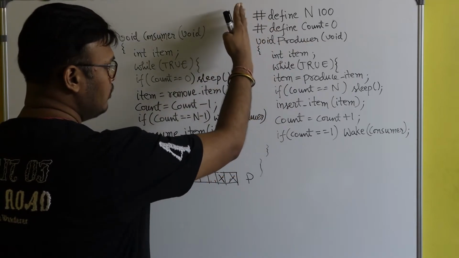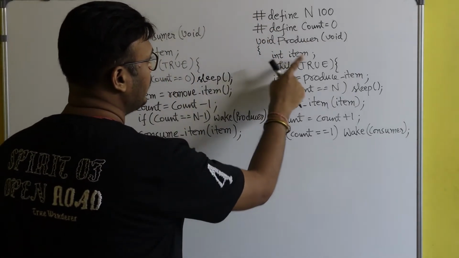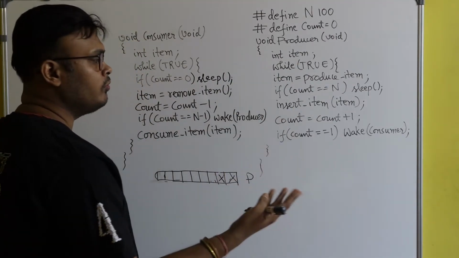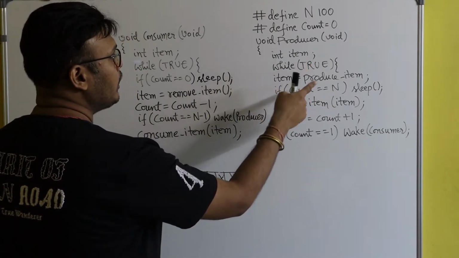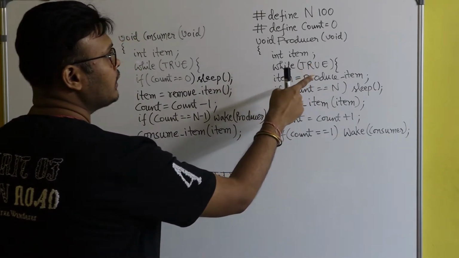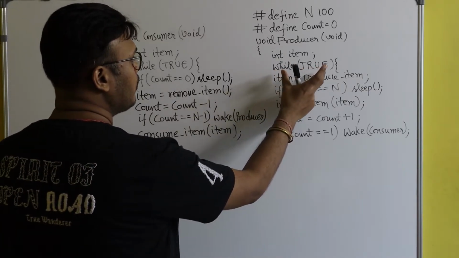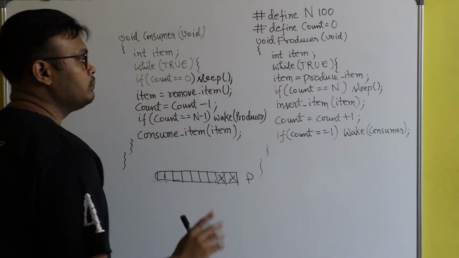Now the producer will produce the item. You see int item. Item means the item which is produced by the producer. While true means the producer will keep on producing as long as the buffer is not full. The producer will keep on producing.